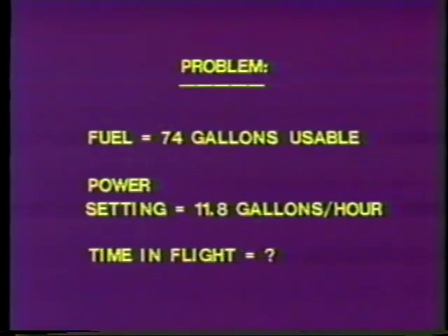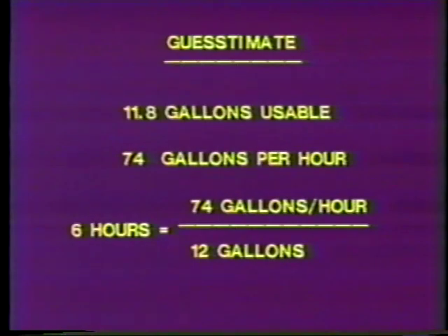Let's compute how long a Beach Bonanza equipped with 80-gallon fuel tanks containing 74 gallons of usable fuel can remain in flight. We select a power setting of 11 gallons per hour. To simplify the assigning of number values, we make an estimate that 74 divided by an approximate 12 gallons per hour will yield an endurance of about 6 hours.